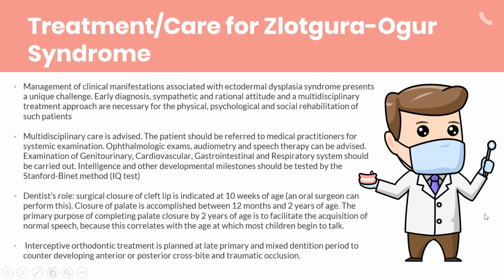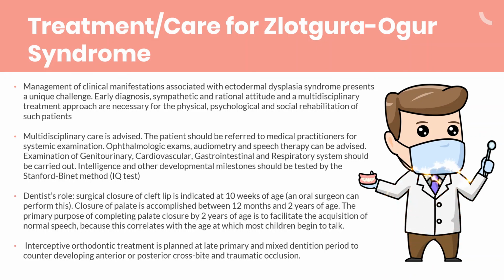Then we're going to talk about treatment or care. Management of clinical manifestations associated with ectodermal dysplasia syndrome presents a unique challenge. Early diagnosis, a sympathetic and rational attitude, and a multidisciplinary treatment are very important. The patient should be referred to medical practitioners for a systemic examination, so ophthalmologic exams, audiometry, and speech therapy. They should also examine the genitourinary tract, the cardiovascular system, the GI, and the respiratory system, and even do an IQ test.